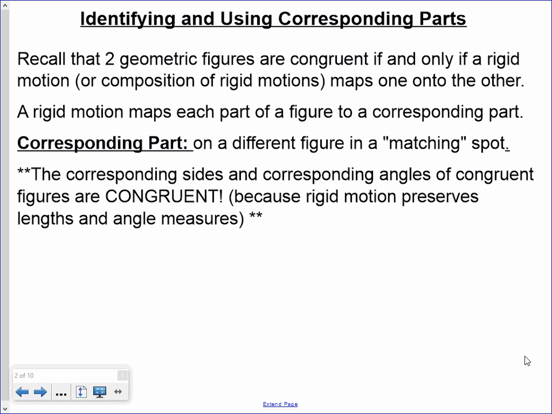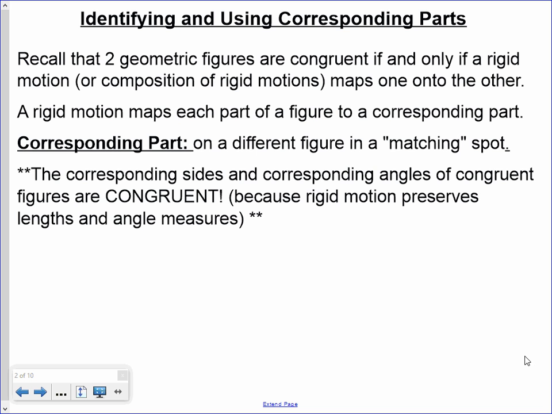Now let's go ahead and get started. You have one vocab term on page 130, just one vocab term. So you don't really need to write the first part here. It just says recall that two geometric figures are congruent if and only if a rigid motion. Now rigid motion, that means that the size and shape don't change. So we're talking translations, rotations, reflections, any of those from chapter 4. One of those had to happen to map one shape onto the other. That's why it's congruent, because when you rotate something, the size and shape don't change. A rigid motion maps each part of a figure to a corresponding spot.